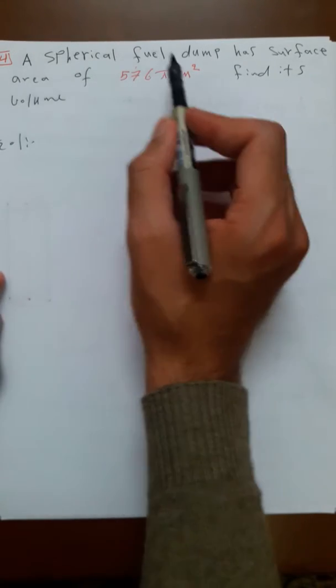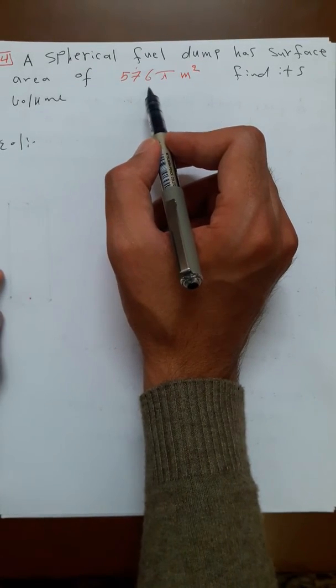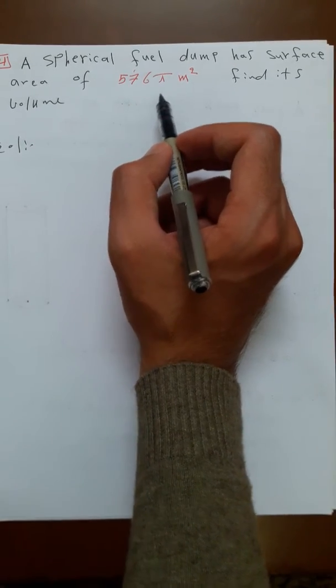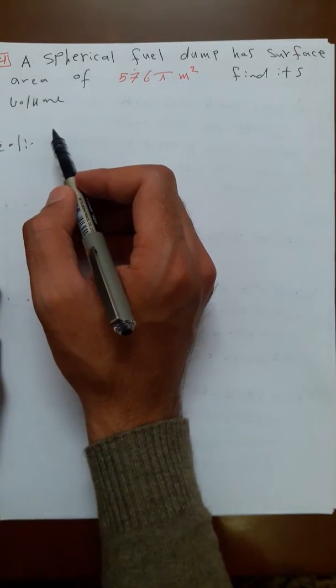A spherical fuel dump has a surface area of 576 pi meter square. Find its volume.